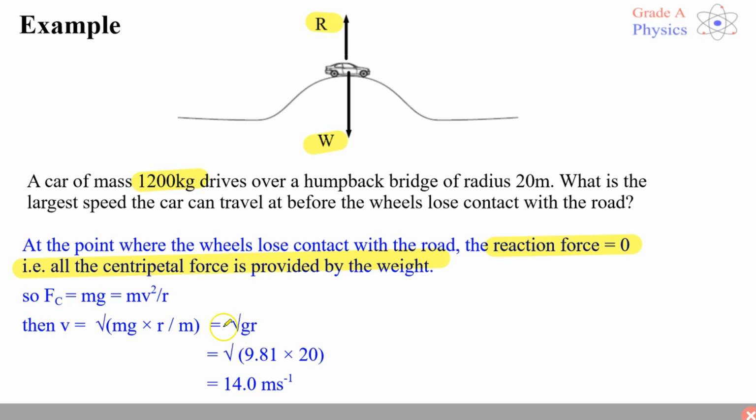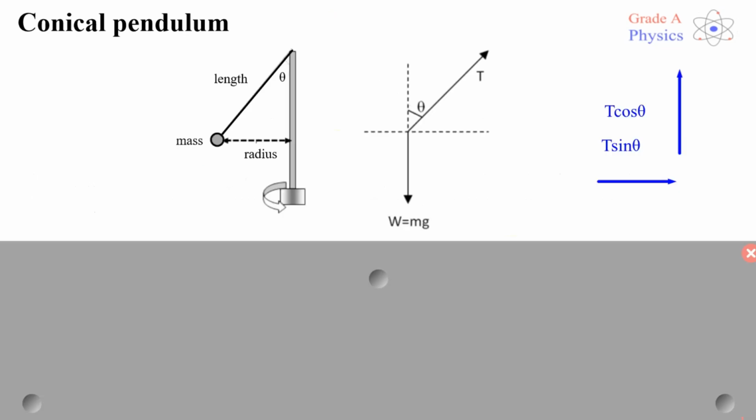So v is equal to root gr if we rearrange this expression here. So we've got 9.81 multiplied by the radius we're given. Square root is equal to 14, so our answer is 14. So the maximum speed is actually independent of the mass of the car. It only depends on g, which we assume is fixed on the surface of Earth, and therefore the only variable really is the radius of the road. So what sounds like quite a complex question actually simplifies to a relatively straightforward calculation.